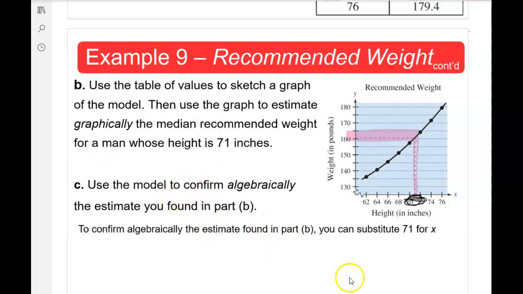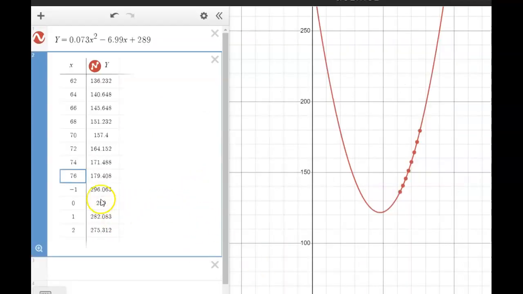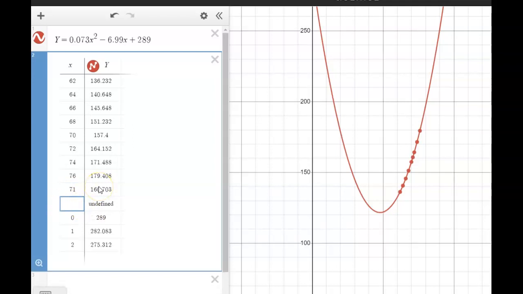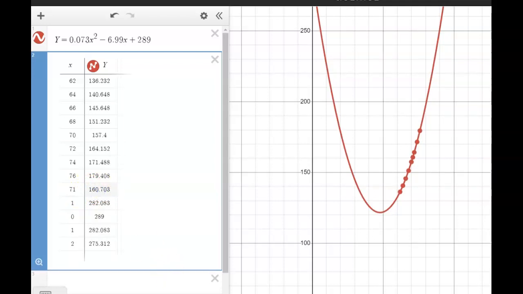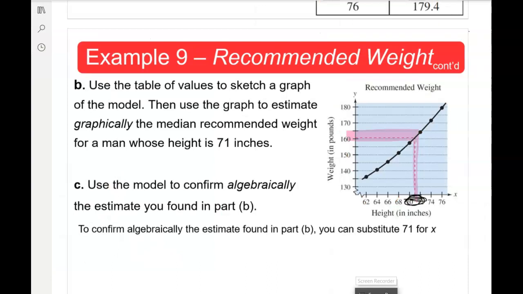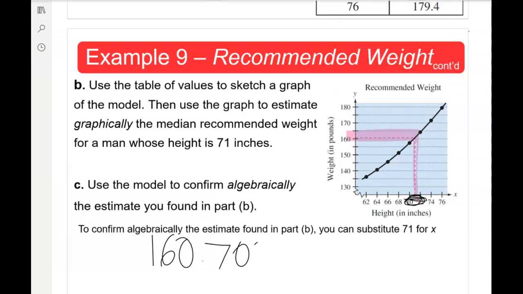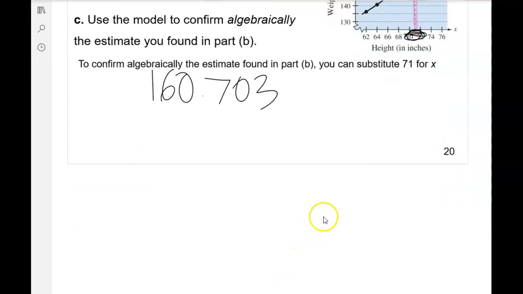But if we actually substitute, which I'm just going to do with decimals and enter here instead of -1, I'm going to put positive 71, press enter, and I get the result. So you can see here it will be 160.703. I forgot what it was. 160.703. Okay, and so that is the end of the video.